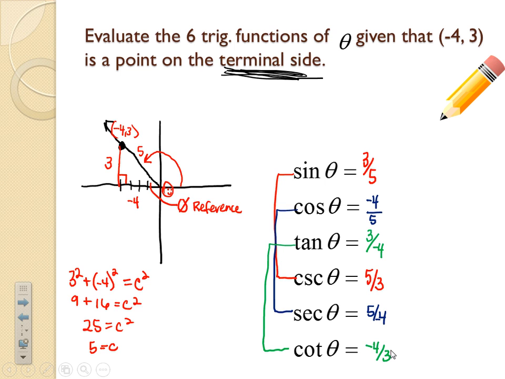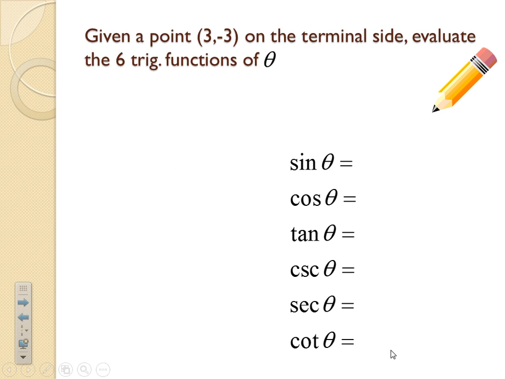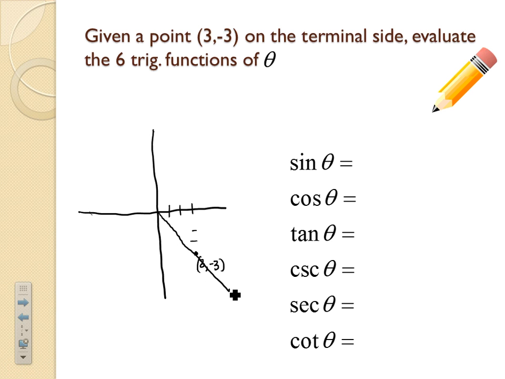Okay, let's try that one more time here. This time my point is 3, -3. So let's go ahead and draw a coordinate plane. Okay, find where 3, -3 is. So there's where 3, -3 is. The terminal side of the angle goes through that point. Okay, and then from there I can make a reference triangle, drop down my 90. Okay, there's my reference triangle.